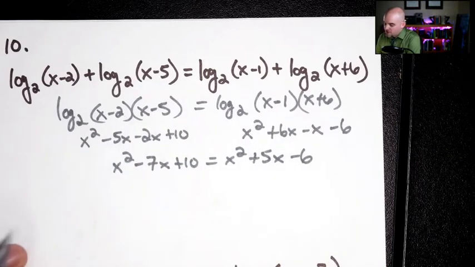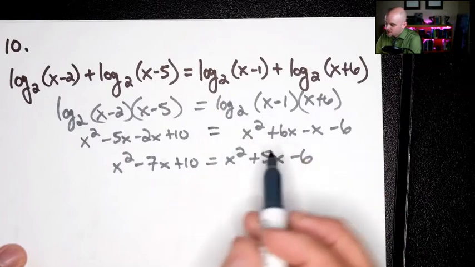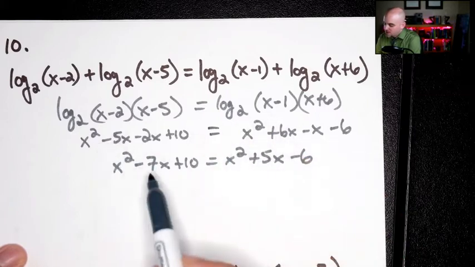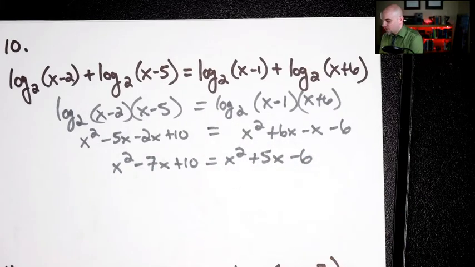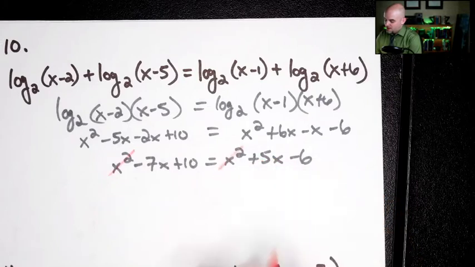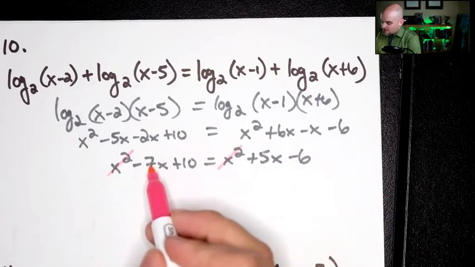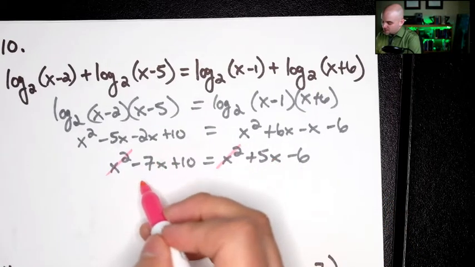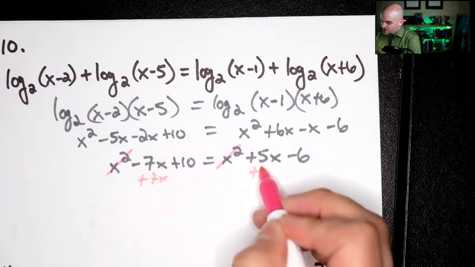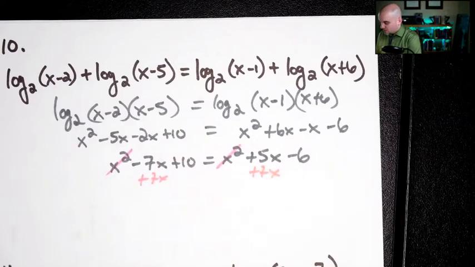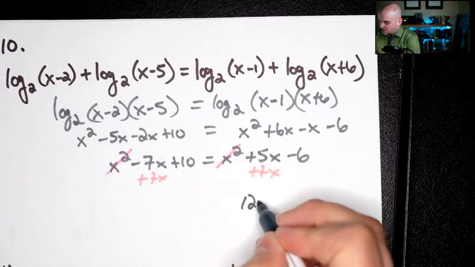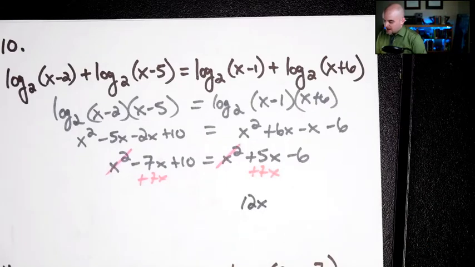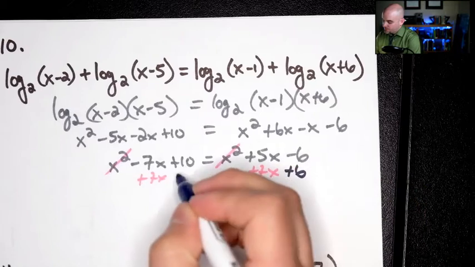If you don't see what I did there, ask me a question. I'll be happy to answer it for you. But that's foiled out, combined like terms. And now I just need to get everything over to one side so we can solve here. So if I subtract x squared from both sides, these are going to cancel. If I add 7x to both sides, I'm going to end up with 12x's on the right side. And I'm going to go ahead and add 6 to both sides.